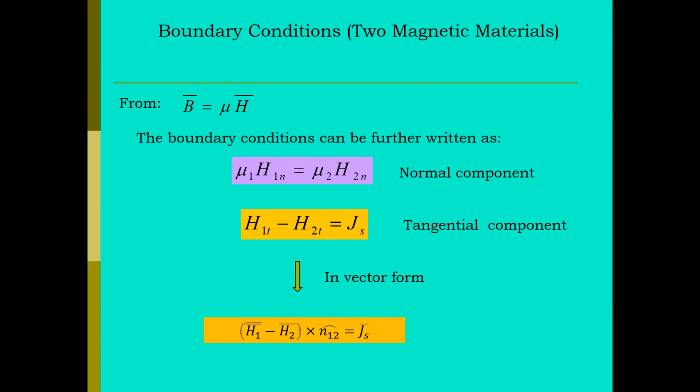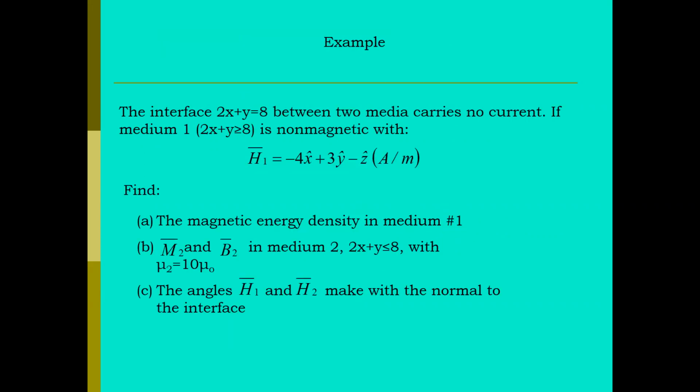So we have learned about these boundary conditions between two magnetic materials. These are the formulations for the boundary conditions, where we have the normal components and the tangent components formulations. Okay, so let's have a look at the examples related to boundary conditions.